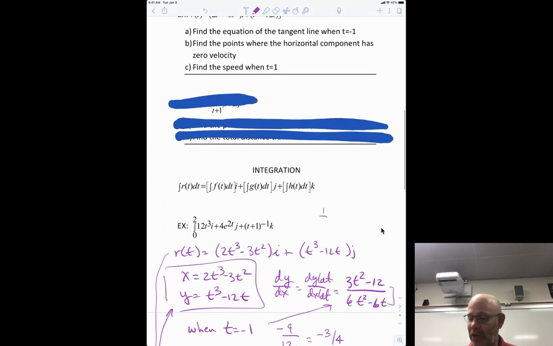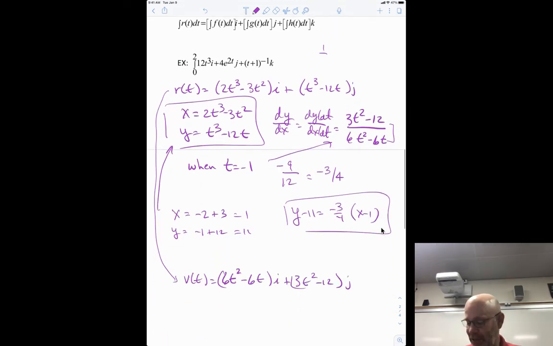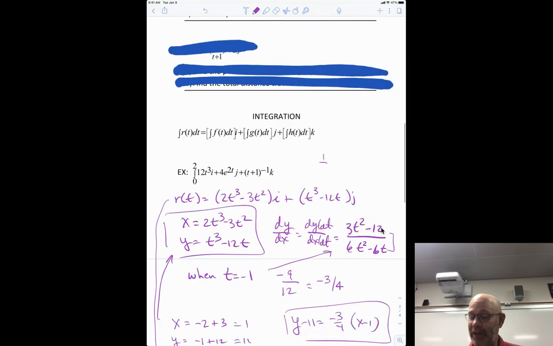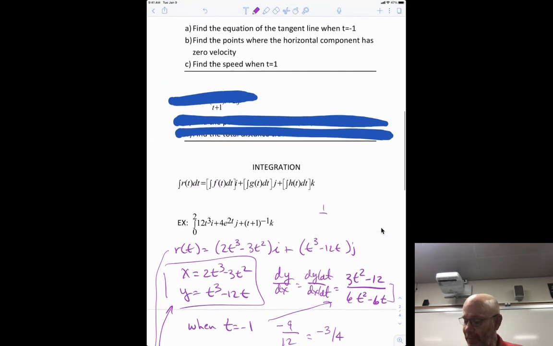And the question was, find the points where the horizontal component has 0 velocity. The horizontal component is my motion this way, so it's x. And just when x is 0, basically. So 6t squared minus 6t equals 0. Factor out 6t, and we get t times t minus 1 equals 0. So that's 0 and 1. And then the third part of the question is find the speed when t equals 1.